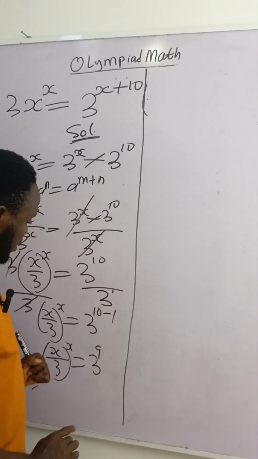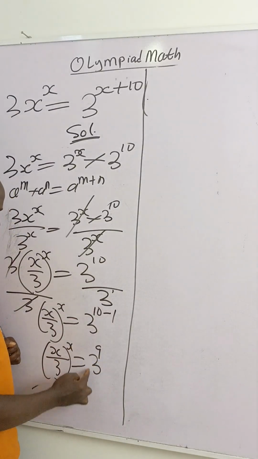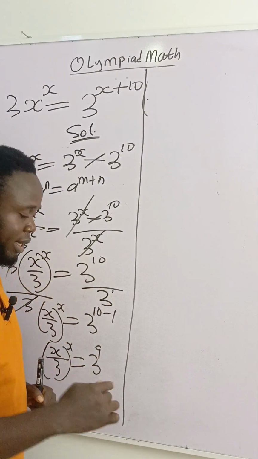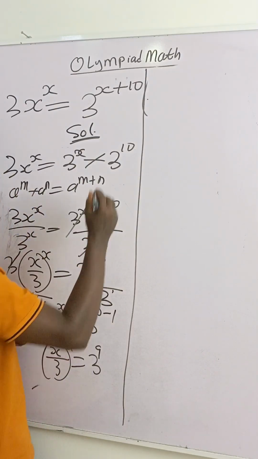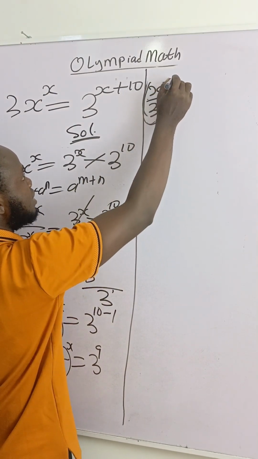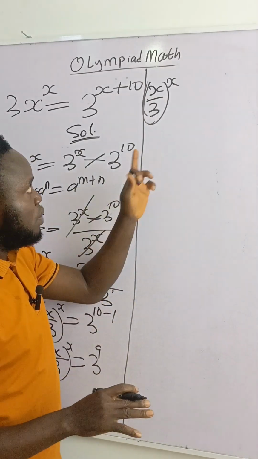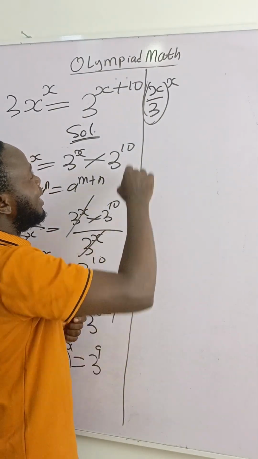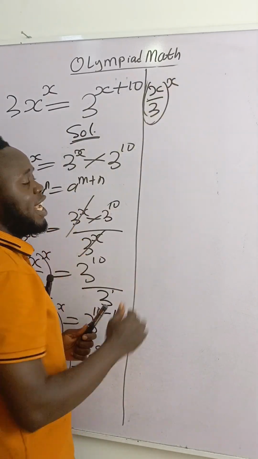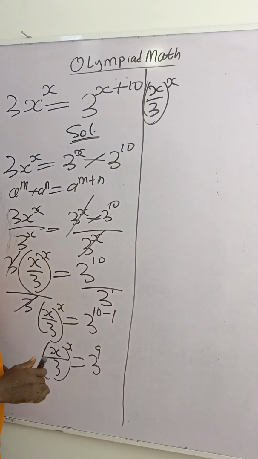So our duty now is to ensure that we can express this right hand side to be exactly in the form of the left hand side. In the left hand side, we have x over 3 raised to power x. What do you notice here? You notice that the numerator of this fraction, which is the base, is also equal to the exponents. We can express this one in that way.